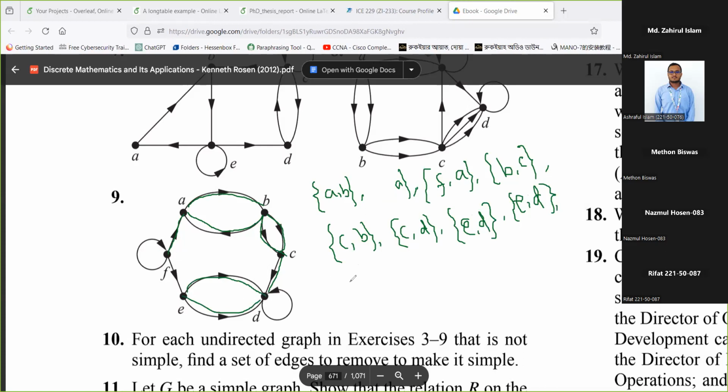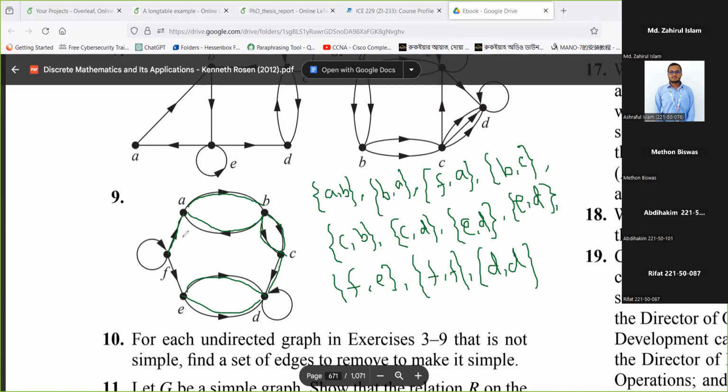They are different edges. And then F, E. Next, how to write the loop? F F, D D. So this is how we can write the loop. Now count how many edges are there. 1, 2, 3, 4, 5, 6, 7, 8, 9, 10, 11.